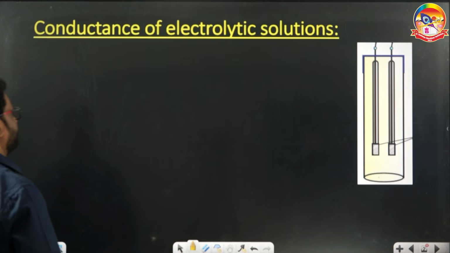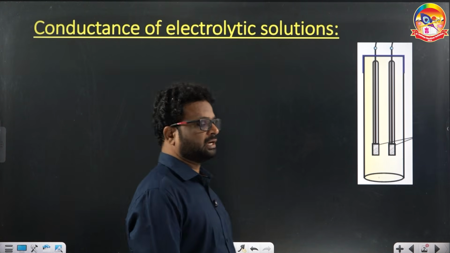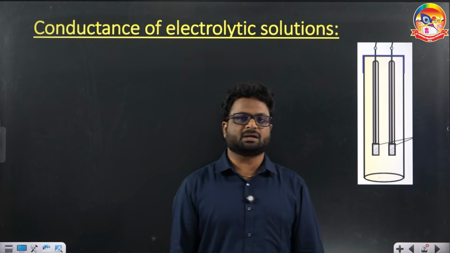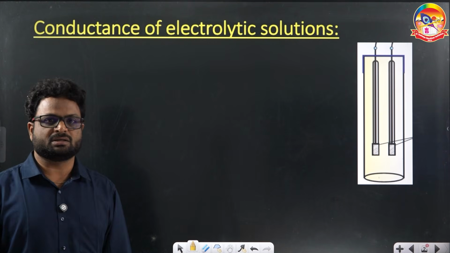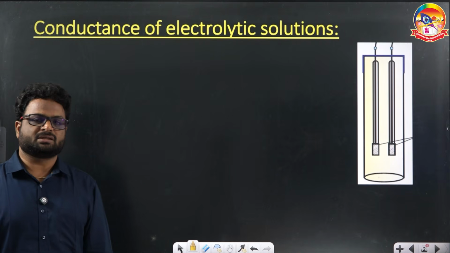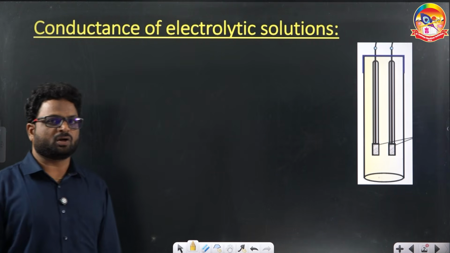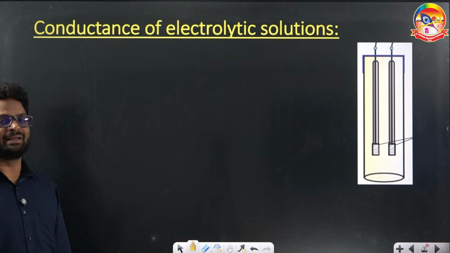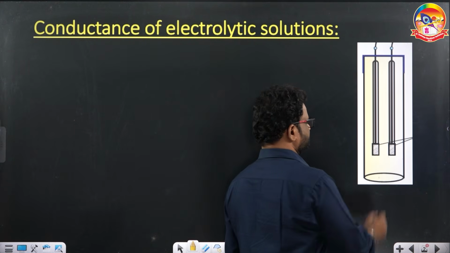Let us start with electrolytic conductance or conductance of electrolytic solutions. Actually, there are two types of conductors, metallic conductors and electrolytic conductors. Metallic or electronic conductors are the substances which carry electricity through electrons as the charge carriers, and electrolytic conductance is through migration of ions between electrodes in a conductivity cell, just like this.